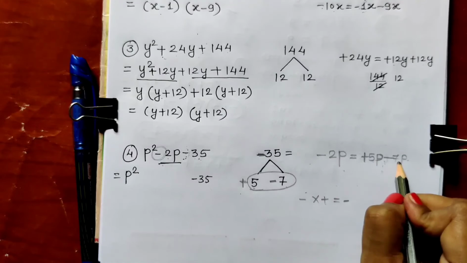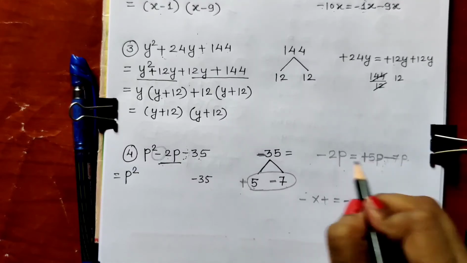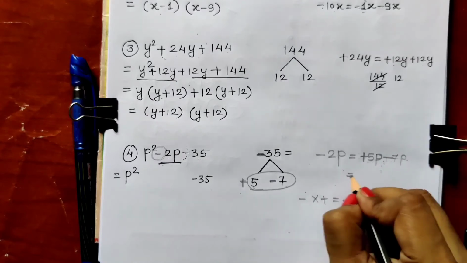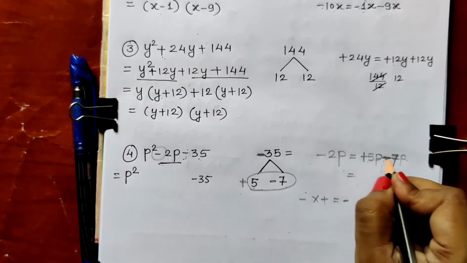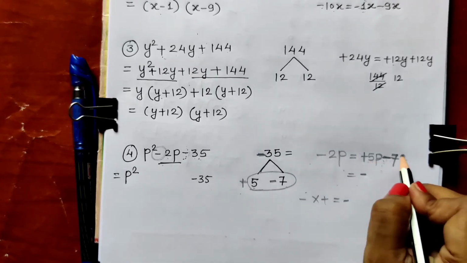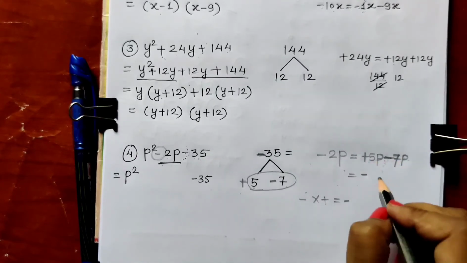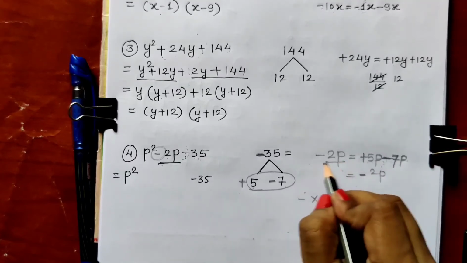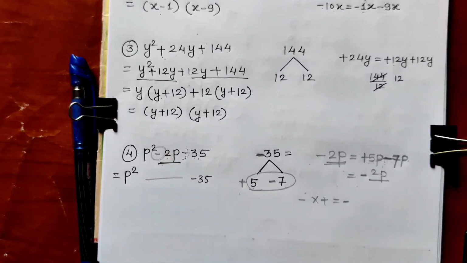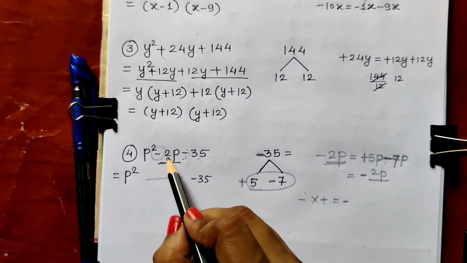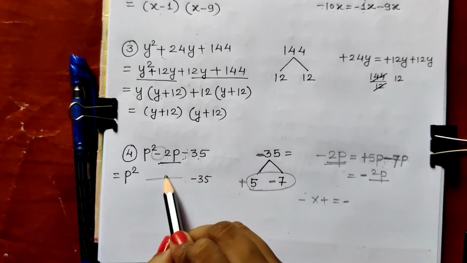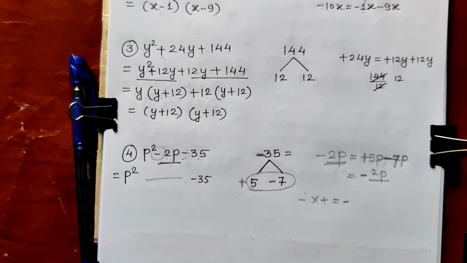So plus 5p, minus 7p will be minus 2p, correct? Plus minus will become minus, and the sign of the bigger number 7 is minus. So plus minus will become minus, the sign of the bigger number, 7p minus 5p will be minus 2p. So the answer of these two terms should be this middle term. Always keep this in mind. The answer of these two terms, the two terms which we are going to write in the next step, should be the middle term.